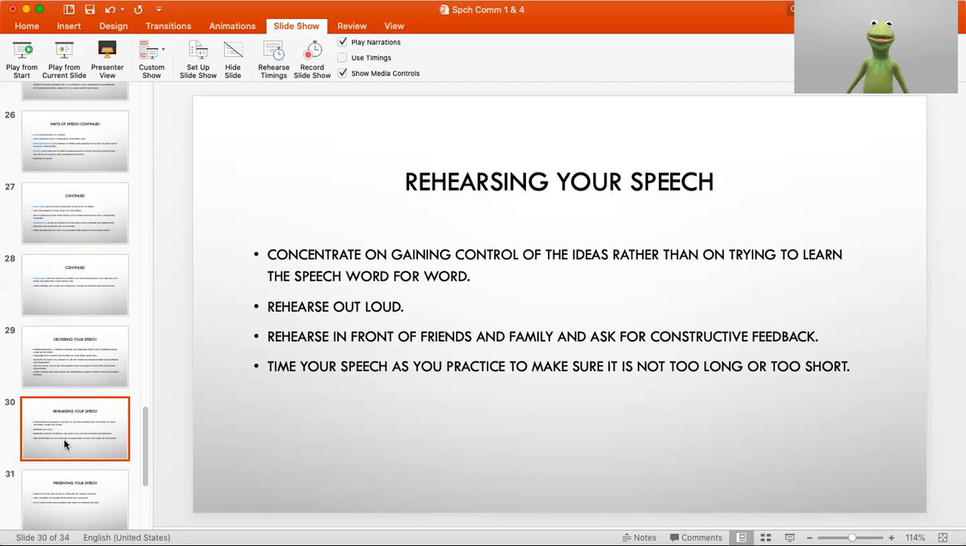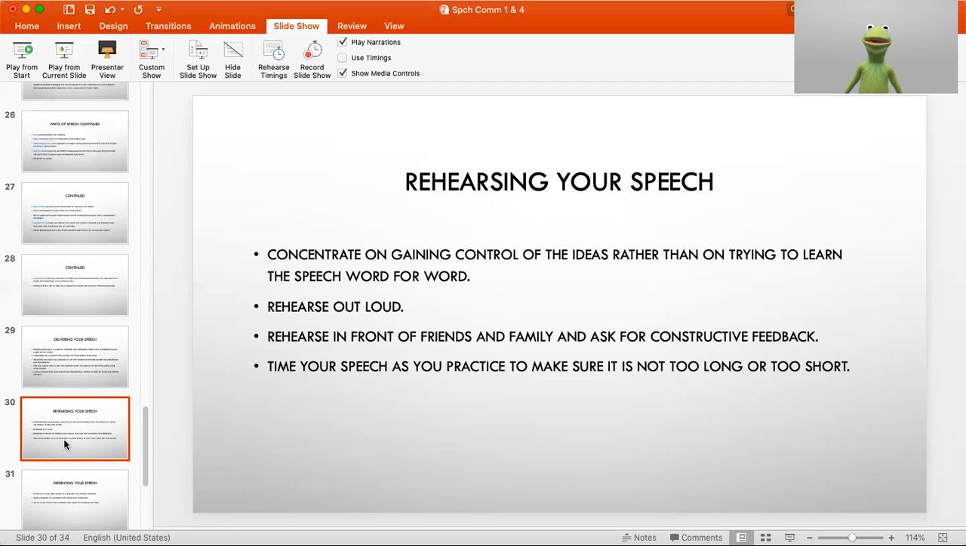With rehearsing your speech, it's very important that you concentrate on gaining control of your ideas rather than trying to learn the speech word for word. You want to rehearse your speech out loud. Sometimes when you type out your speech, it sounds really good in your head. But once you actually say it out loud, there might be a few things where you say, I don't know if that word really sounds best. Or, maybe I should rearrange the sentence. It kind of is clunky. So it allows you to actually listen to the flow and the rhythm of your speech, something that you really can't tell when you're just reading it.